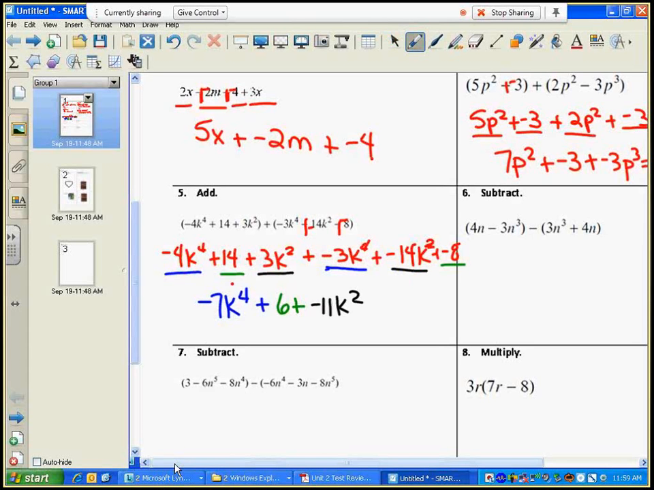It's raised to 4, it's raised to 0, it's raised to 2. So it's not the right order. So we're going to write negative 7k to the 4th plus negative 11k squared plus 6. Now in standard form, the leading coefficient is negative 7, and it's a fourth degree polynomial. Number 6.